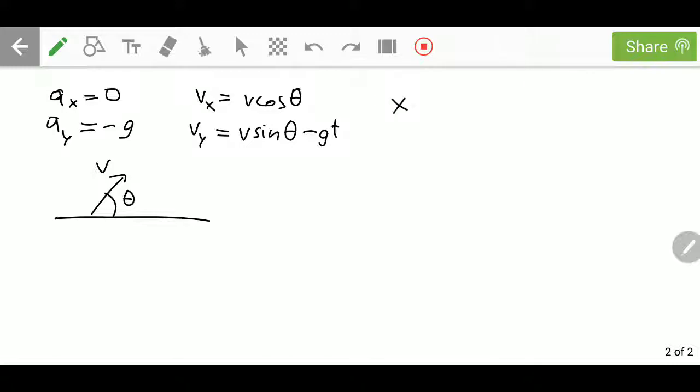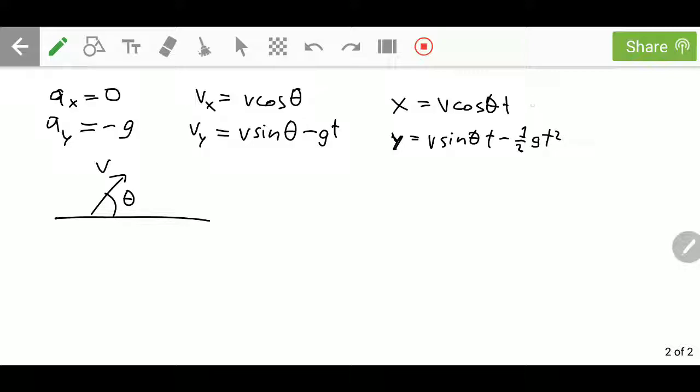And now we can find the x position. It'll just be the constant velocity times the time, so we get x equals v cosine theta times t. And y we can get by integrating this, or you can just use the standard kinematics equations. So it'll be v sine theta t minus 1/2 g t squared.